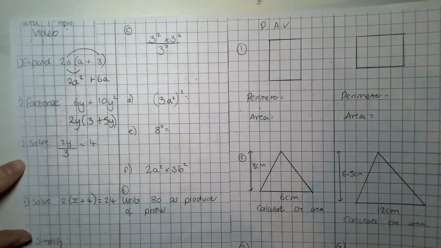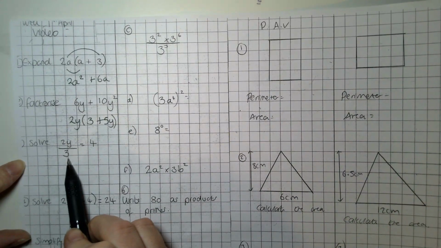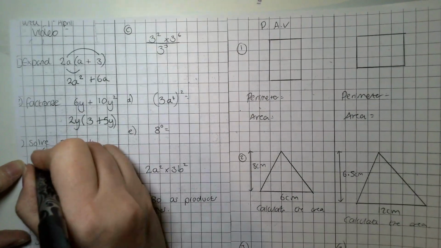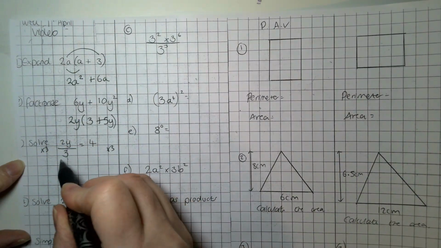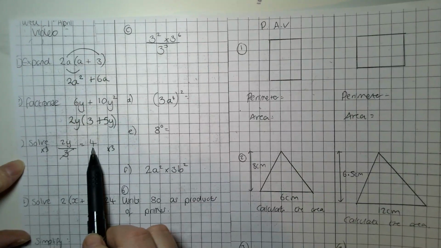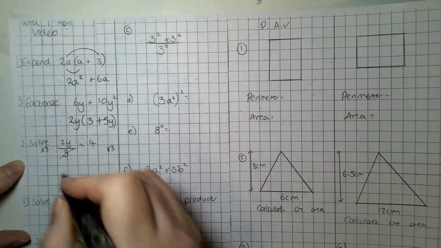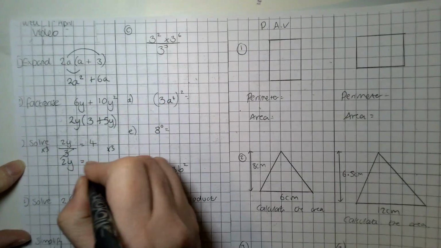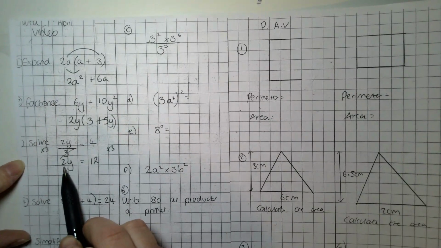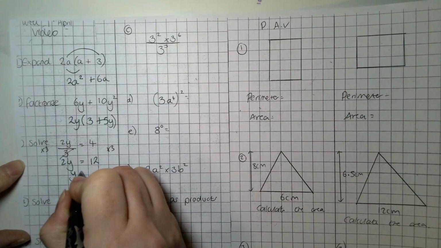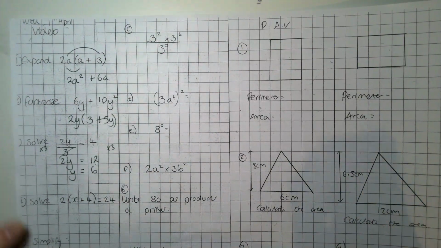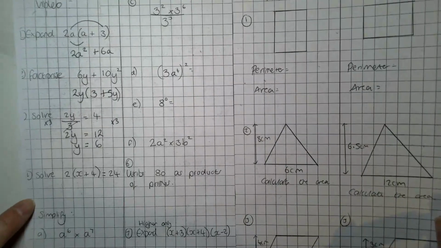Bit of solving. We have a fraction, so the first thing we want to do is to remove the divide by 3. So we're going to multiply both sides by 3. That effectively gets rid of the divide 3 from the left hand side, and on the right hand side you need to multiply this now by 3. So we have 2y equals 12. We now divide 12 by the number that sits in front of the y. 12 divided by 2 gets us 6.